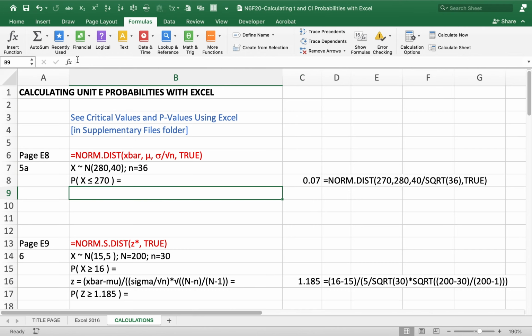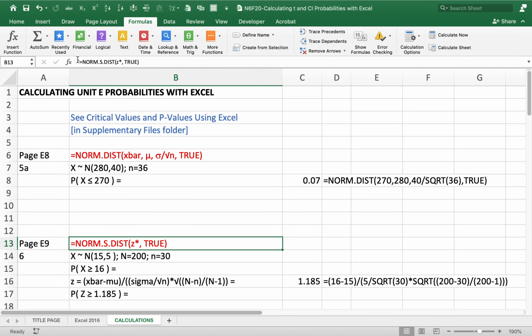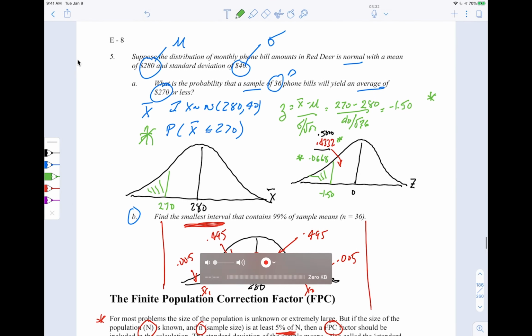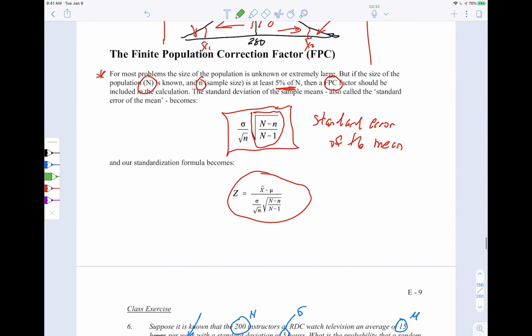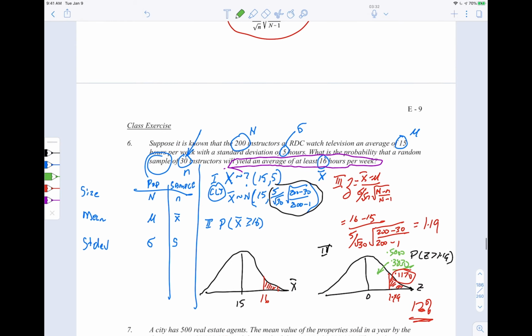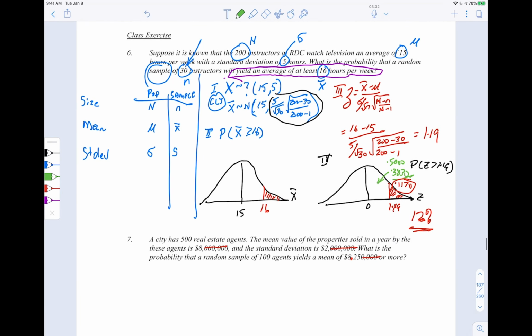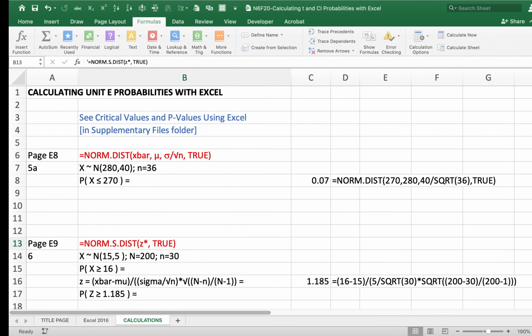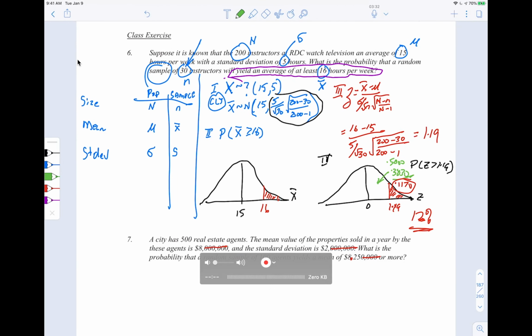Okay, let's come down here to page E9, and this is talking about the finite population correction factor. And so we went through a problem here. It was this particular one. Yeah, that's the one that we did in class here.